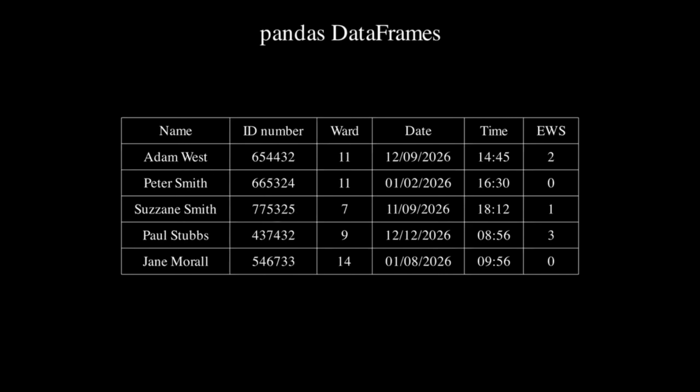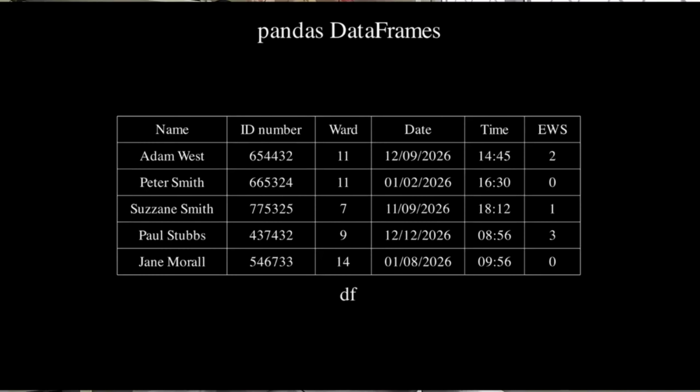So let's take a look at a simple example of a data frame. Here we have a very simple data frame which just has 5 rows. It's organized into a couple of columns which include the name of a patient, some ID number, the ward that they were admitted to, the date of their admission, the time of their admission, and some sort of early warning score.